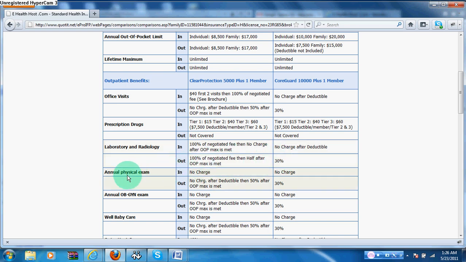If you need to go for your annual checkup, which is your physical exam, no charge. No charge. As you can see, out of network.